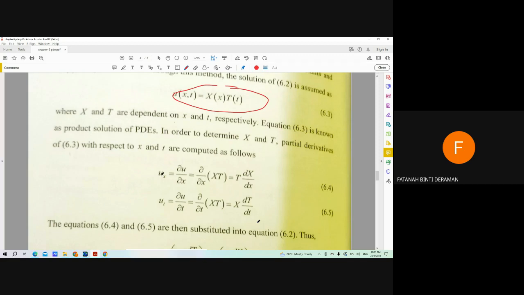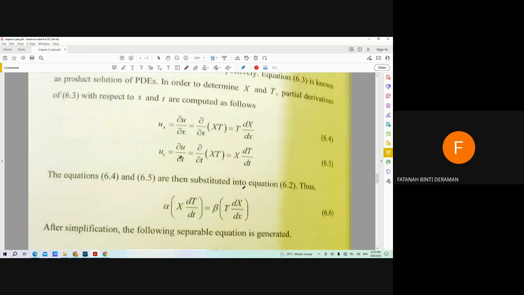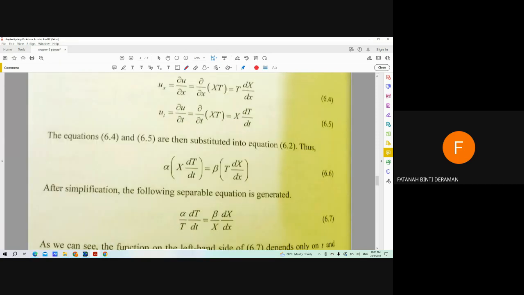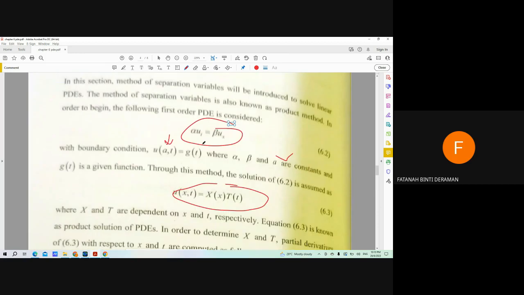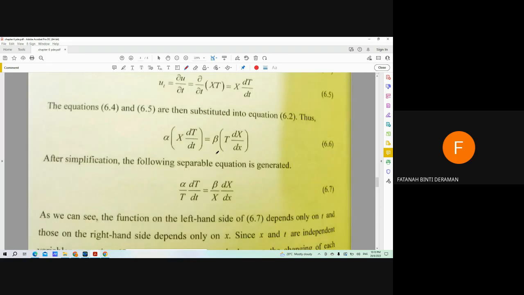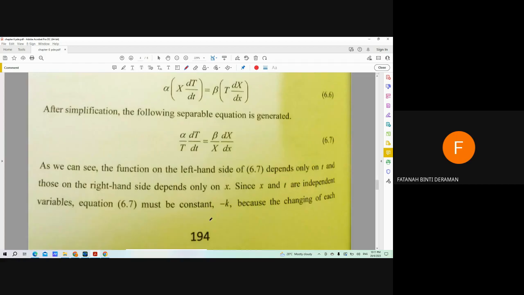we find Ux and Ut, and then Ux equals X'T, and then Ut equals XT'. And then we assume these two functions will give us a constant. And the equation 6.4, I substitute into equation 1, so what will become like this, and then we will get this. Once we get this, that's why we assume this will be negative k.